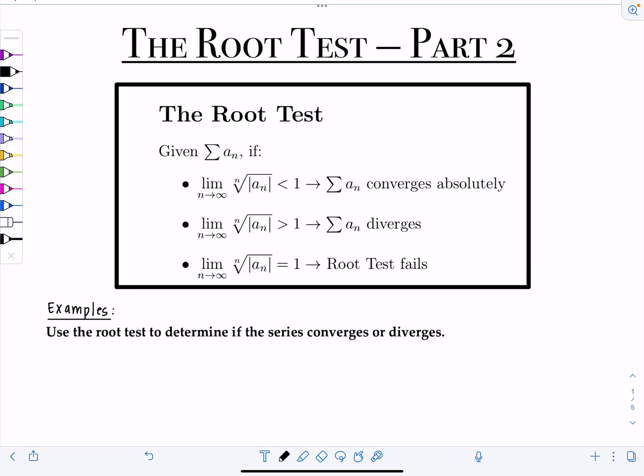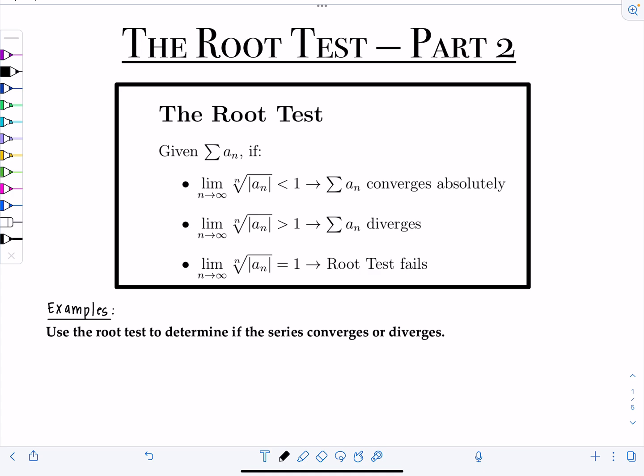This is the root test part 2. This is a continuation to the introductory video lecture on the root test. So if you haven't watched it already, I'll link it here. I just wanted to do more spicy advanced examples in this video to give you guys a little bit more exposure and context. So just a quick recap of what the root test is.